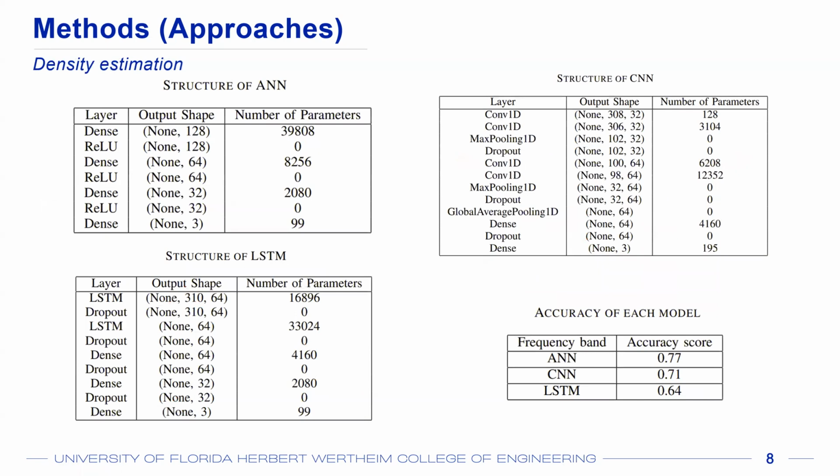And the neural network algorithms we use were artificial neural network, convolutional neural network, and long short-term memory. ANN, CNN, and LSTM are used to improve the quality of classification. We can see the structure of each neural network from this table, and we will choose the model with the best accuracy as our best model in this project. The performance results are shown in the table.